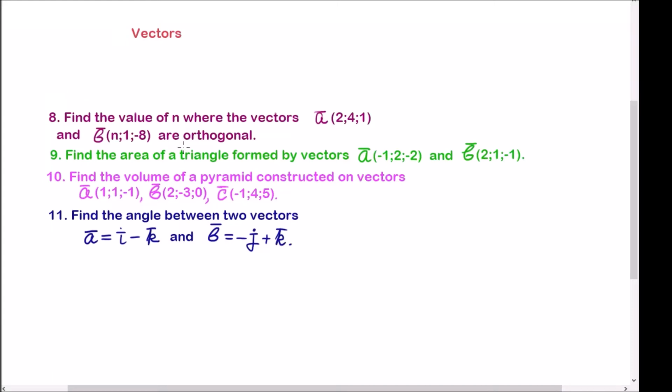In this video, we'll consider the orthogonality condition. We'll find the area of a triangle formed by the given two vectors and the volume of a pyramid constructed on three given vectors, and we'll find the angle between two vectors.